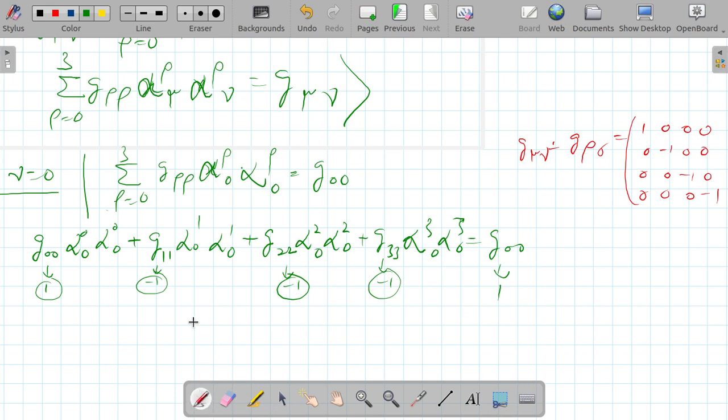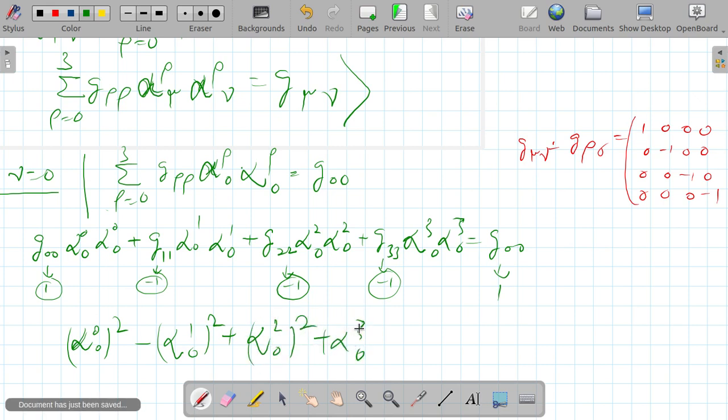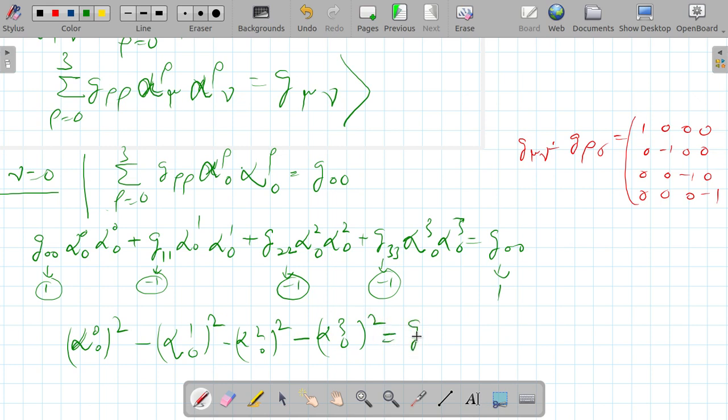So this leads to the equation that alpha 00 square minus alpha 10 square minus alpha 20 square minus alpha 30 square, it must be, sorry, minus will be there, is equal to 1, right? So that's what we are getting.